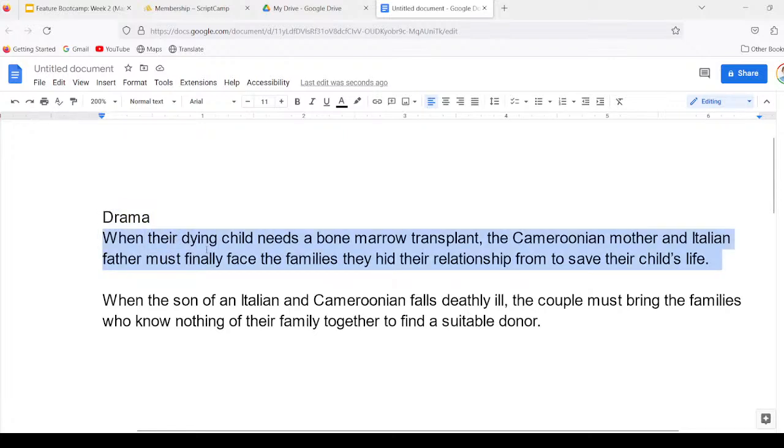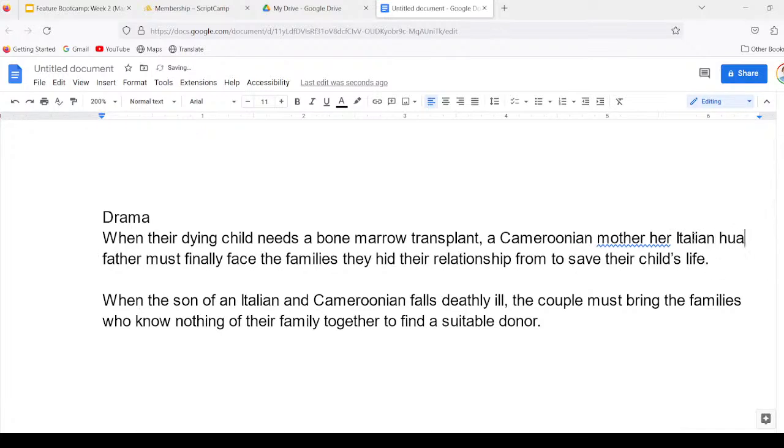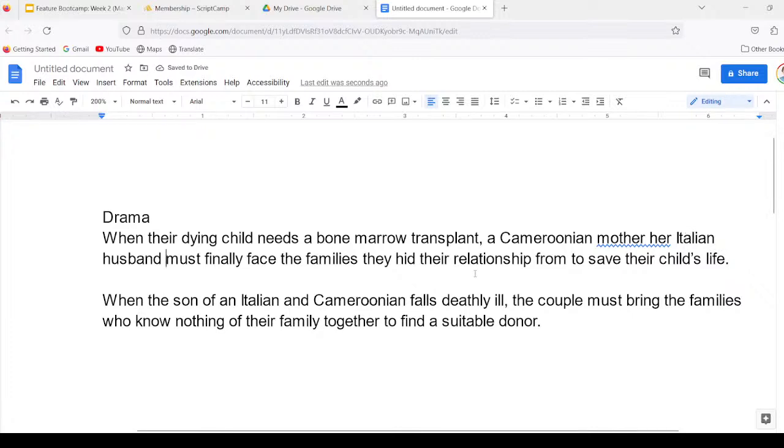Let me read again and make sure I understand. When their dying child needs a bone marrow transplant, a Cameroonian mother, and I guess you would say her Italian husband, must... Oh, they are husband and wife, right? They are married. Must finally face the families they hid their relationship from to save their child's life. Okay, I think I am starting to see it. Let me make sure the second one doesn't illuminate something I'm missing. The couple must bring the families together to find a suitable donor. I would go with the first one. The second one is a little confusing to me. Let's stick with the first one for now.